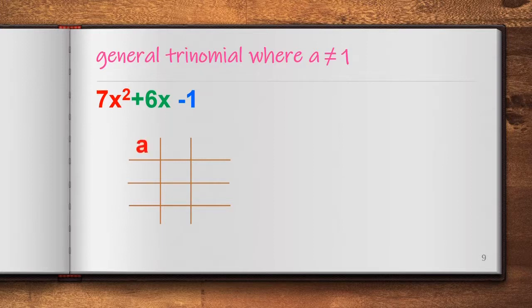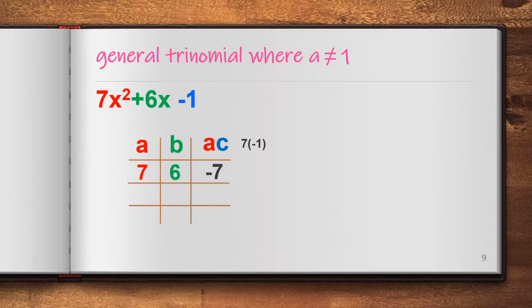Lalagyan natin yan ng values ng A, B, tsaka AC. So, anong value ng A? 7. Anong value ng B? Positive 6. Anong value ng AC? That's 7 times negative 1. So, pinag-times si A at si C. The answer is negative 7.